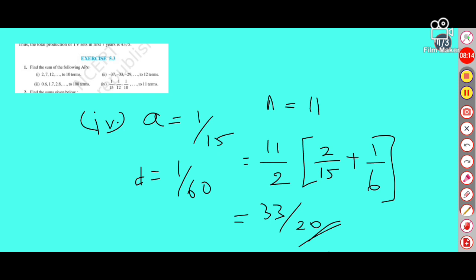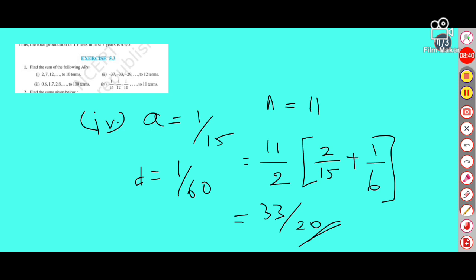Depending upon the question being asked, say for example, if they have given the an value, then n by 2 into a plus an is good enough, and it's an easy step, because when substituting the d value and multiplying, some minute mistakes may happen for some people. So kindly switch over to the easiest formula given with respect to the question.